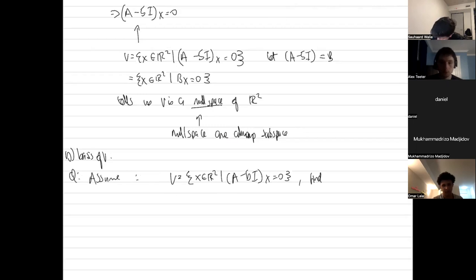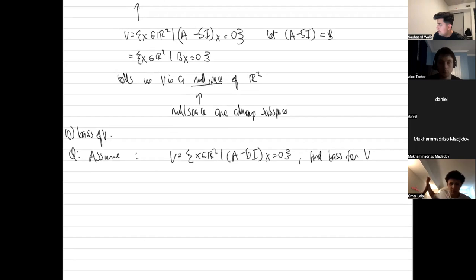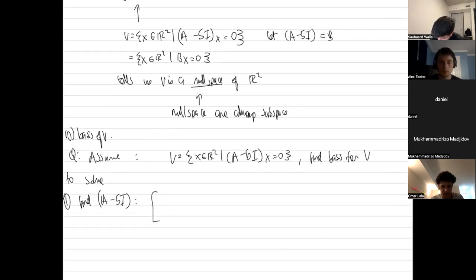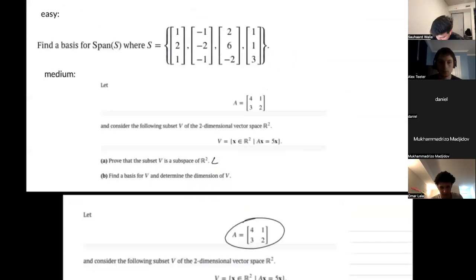Assume we want to find a basis for V. If you were given this and you want to find a basis for V, we are given A. To solve, find A minus 5I as a matrix, which is going to be, we just take A, which was, what was it in the question?